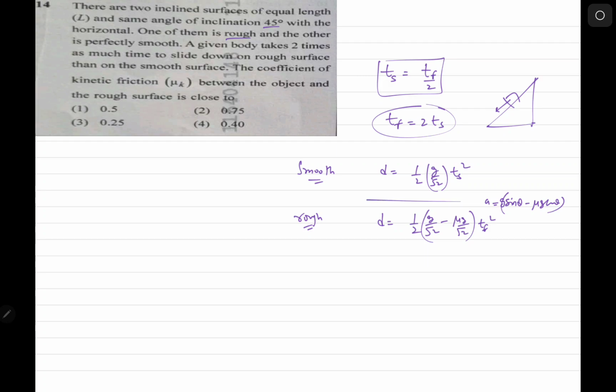So we are going to equate these two. If we equate them, the half and D are all cancelled. So g by root 2 ts square is equal to g by root 2, if I take it common, into 1 minus mu into 4 ts square. So g by root 2 cancels, t square cancels, 1 minus mu is equal to 1 by 4, mu is equal to 3 by 4, which means 0.75. So option 2 is the correct answer. Hope you understood. Let's move to the next question.